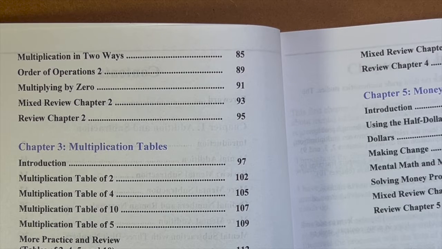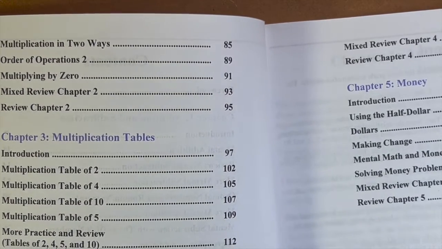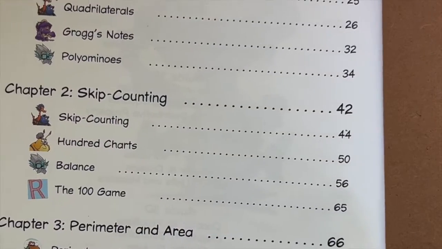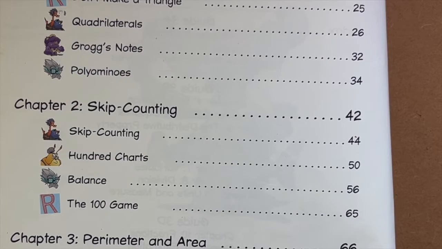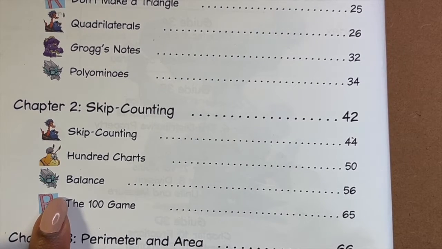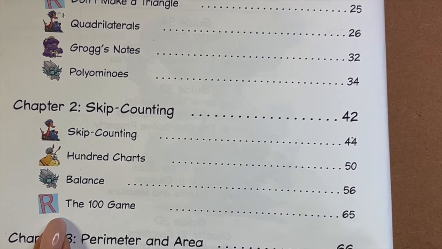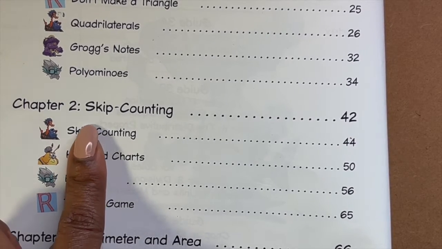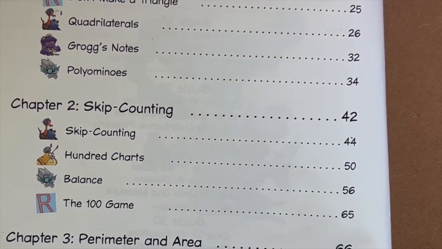That is chapter 2 for Math Mammoth. Let's see what Beast is doing for chapter 2. Chapter 2 for Beast, skip counting. Looks harmless. You got skip counting, 100 charts, balance, and the 100 game. So if you're kind of unsure what you're really doing on this, just know it's skip counting. But believe me, it's not your grandma's skip counting.